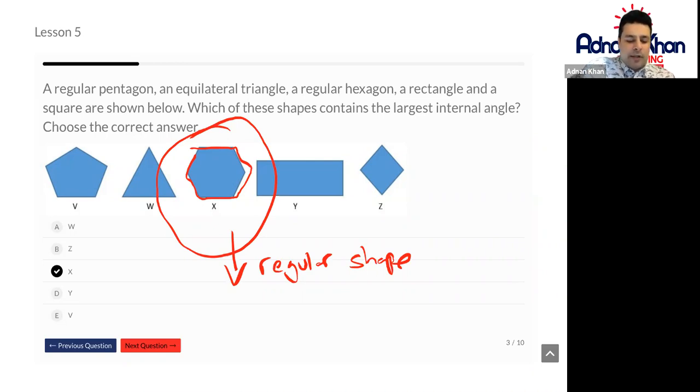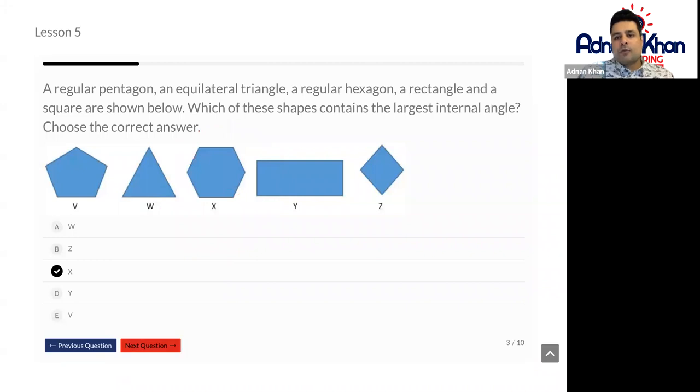Now for regular shapes, the size of an internal angle increases. These are internal angles. Internal angles mean inside the shape. For regular shapes, the size of an internal angle increases with the number of sides. So the more sides in a shape, the bigger the internal angle. I'll repeat that one more time. The more sides in a shape, the bigger the internal angle. I hope that makes sense. So we're going for C for this particular purpose, and X will be our answer.